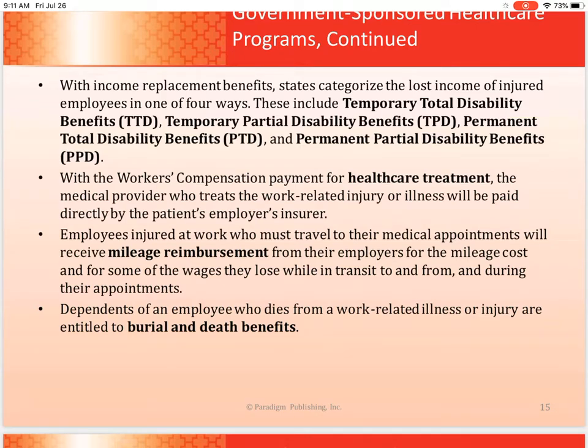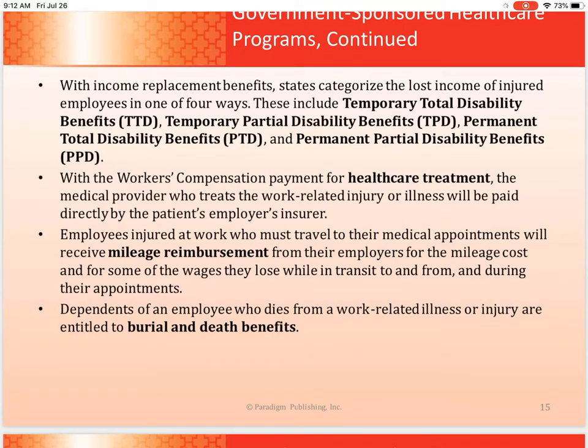Now, the next of the 4 was the healthcare treatment. With the workers' compensation payment for healthcare treatment, the medical provider who treats the work-related injury or illness will be paid directly by the patient's employer's insurance. And we talked about mileage reimbursement. Employees have injuries at work, and they must travel to their medical appointments. So if the employee is injured at work and has to travel, then they could be reimbursed for the mileage.